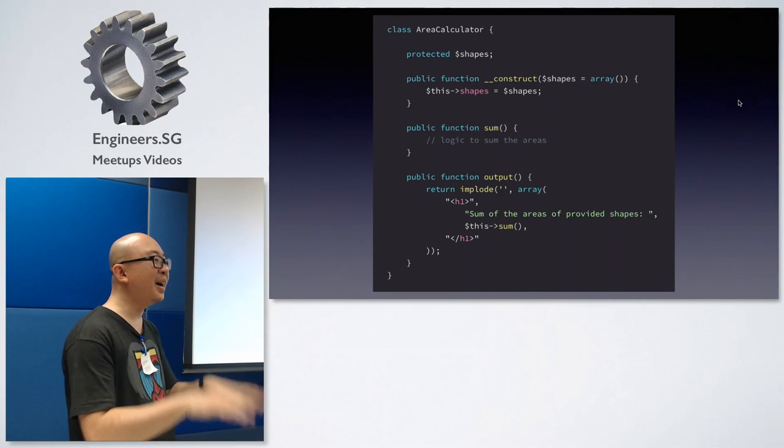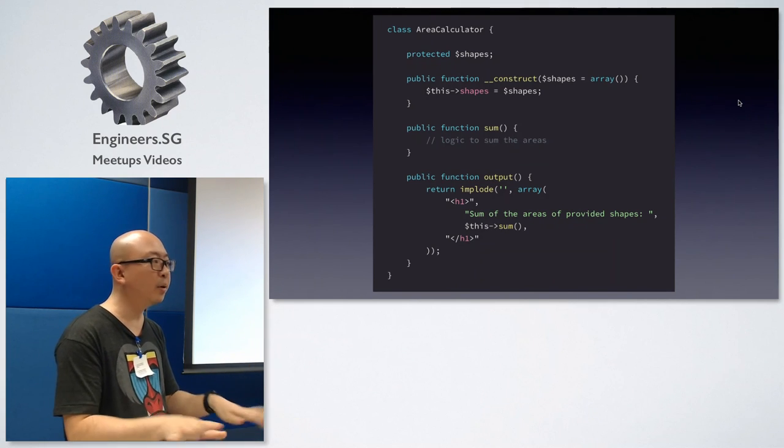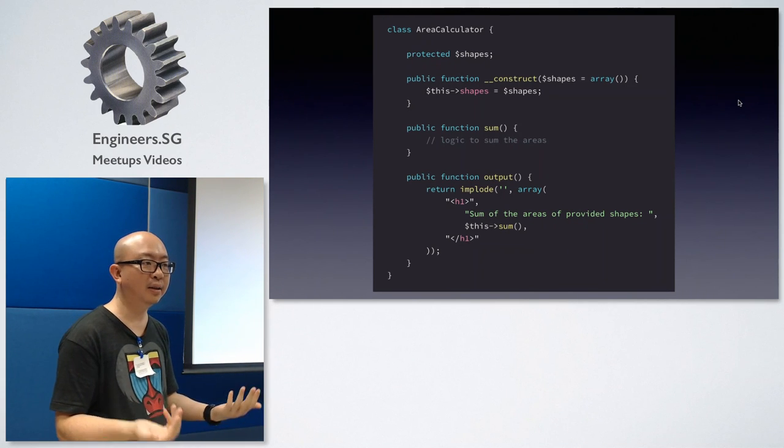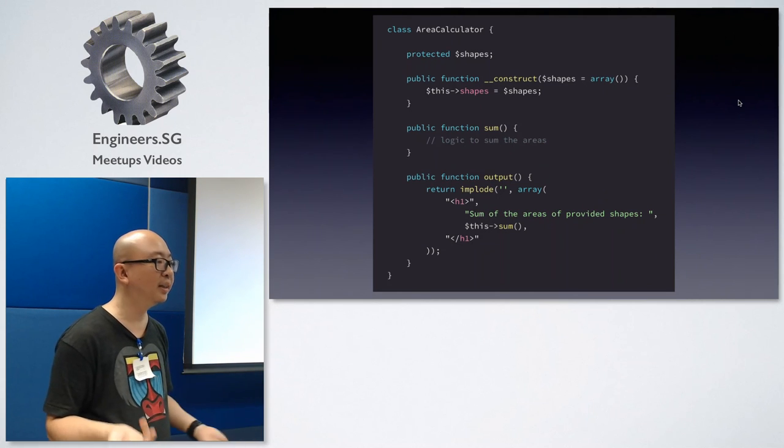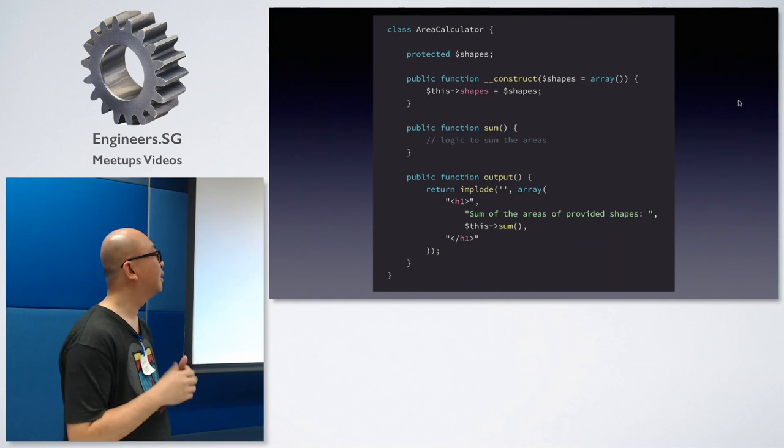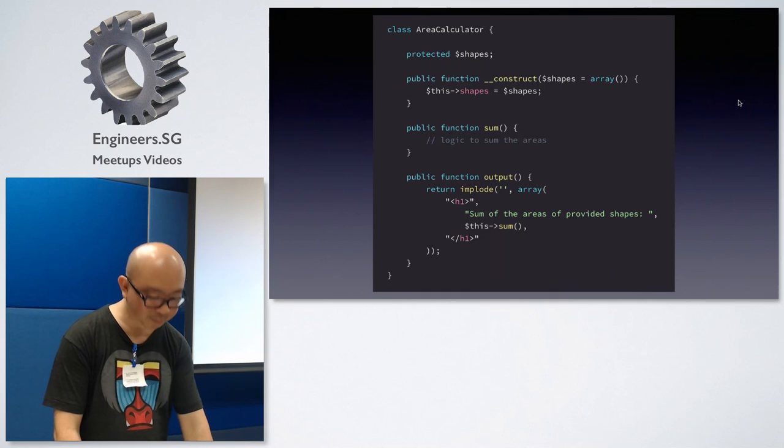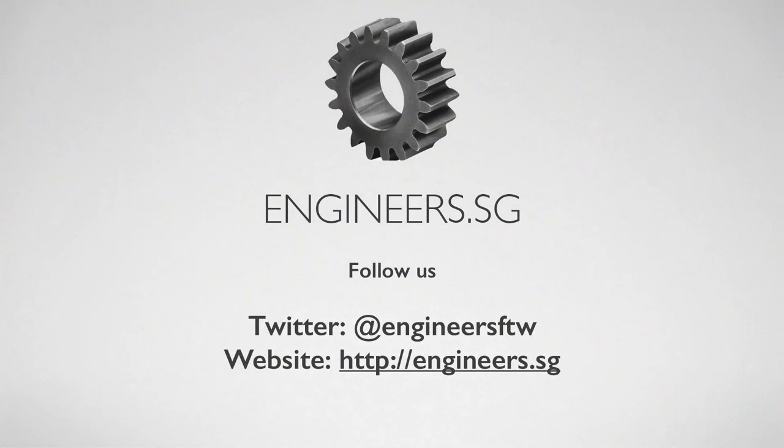I think I'm done. So what do you guys think? Did I give a good enough exposition about the first two letters of SOLID? Yes. Okay. Great. Thank you very much. And I'll be talking about the other three soon.